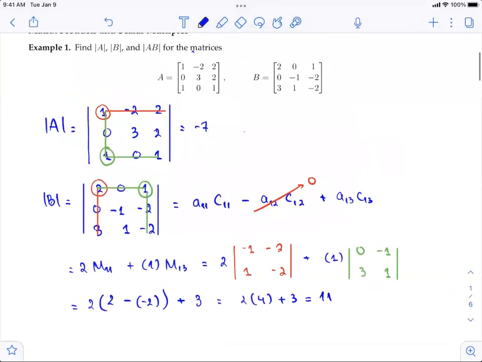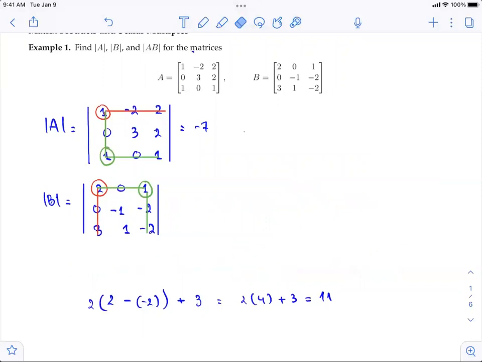So the determinant of A is equal to -7 and the determinant of B is equal to 11. Again, let me delete all of this calculation. I just need the result for the explanation.